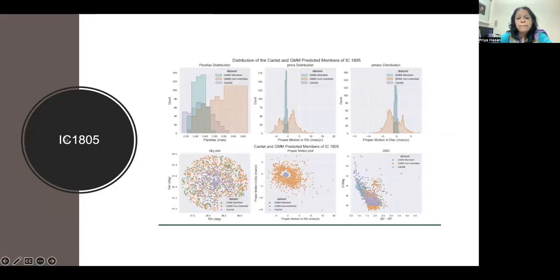So here you can see the sample data for IC 1805, where you can see that the GMM members are marked in green, the candidate ones are marked over here in purple, and the orange ones are the non-members. So you can certainly see that there's a separation. Here, these are our members, these are the non-members. The members show a peak, while the non-members are more spread out. Here are the members, non-members. Here you can see it in the sky plot. You can see it in terms of the velocity plots as well as the color magnitude diagrams.